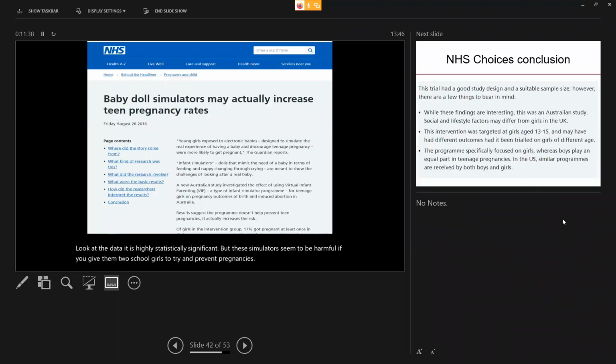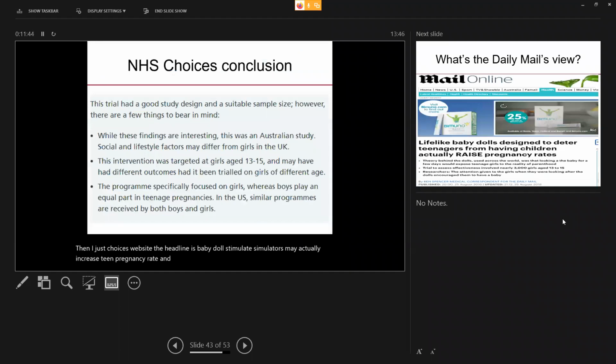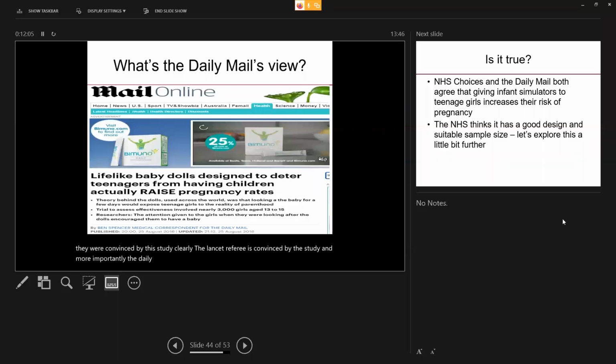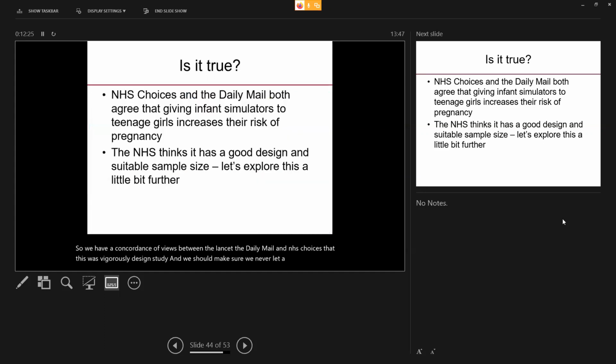The NHS Choices website headline is "Baby doll simulators may actually increase teen pregnancy rate," and they conclude this trial had a good design and a suitable sample size. They went on to list other issues that should be thought about, but the first part of that sentence: this trial had a good study design. Clearly, they were convinced by the study. Clearly, the Lancet referees were convinced by the study. And more importantly, the Daily Mail was convinced by the study: lifelike baby dolls designed to deter teenagers from having children actually raise pregnancy rates. So we have a concordance of views between the Lancet, the Daily Mail, and NHS Choices that this was a rigorously designed study, and we should make sure we never let a teenager get hold of one of these babies. But is it true?